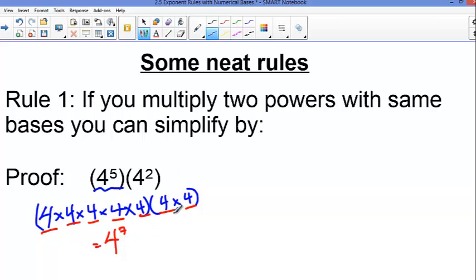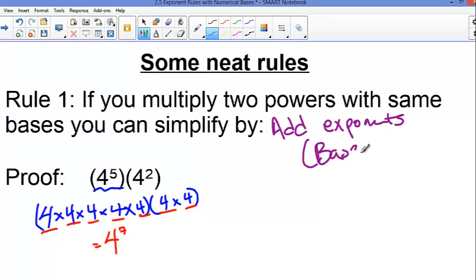So we can actually simplify two powers with the same base when we're multiplying by adding the exponents. But the base stays the same. Okay, so yes, we are multiplying 4 by 4 by 4 by 4 by 4. That's fine. That's the base. That's the number that's being repeatedly multiplied. The number that's changing is the number up top here. And you can notice that 5 plus 2 does work out to be 7. I'll show you a few examples in a second, but on to rule number 2.